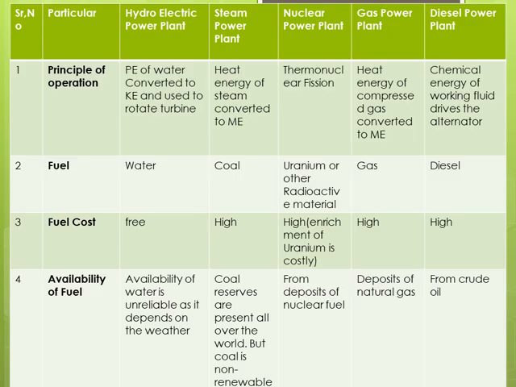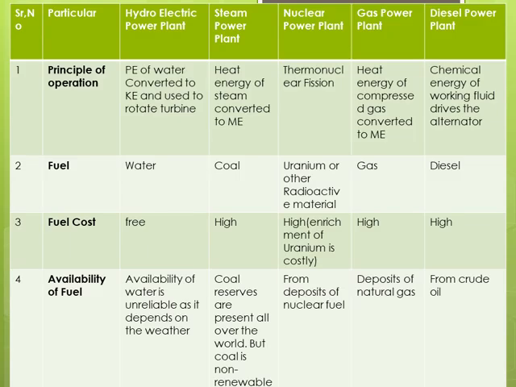First is principle of operation. In a hydroelectric power plant, potential energy of the water is converted to kinetic energy, which is then used to rotate the turbine. In steam power stations, steam is generated by burning coal, so the heat energy of the steam is converted to the mechanical energy of the turbine.